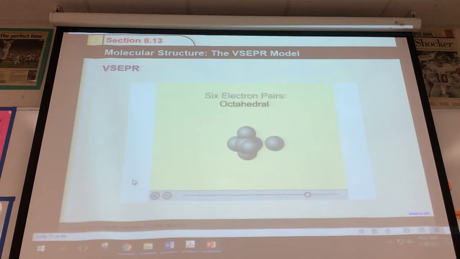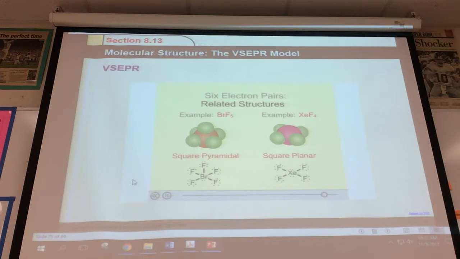6 bonding electron pairs around the central atom result in an octahedral structure. Sulfur hexafluoride has an octahedral structure. The bond angles in an octahedral arrangement are 90 degrees. When one of the 6 electron pairs surrounding the central atom is a non-bonding pair, as in bromine pentafluoride, the resulting structure is known as square pyramidal. When 2 of the 6 electron pairs are non-bonding pairs, as in xenon tetrafluoride, the resulting structure is known as square planar.